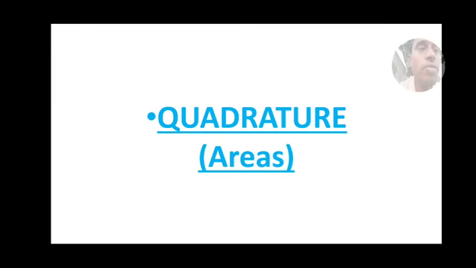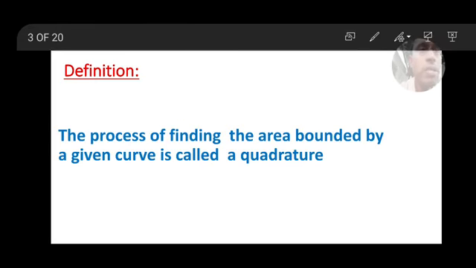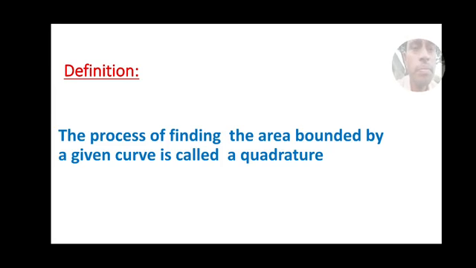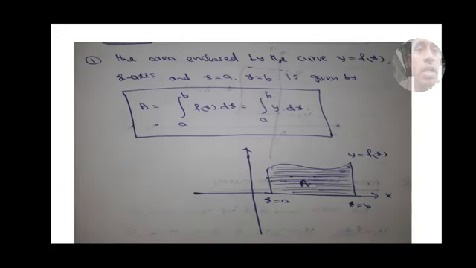What is the definition of quadrature? Quadrature means the process of finding the area bounded by the given curve is called a quadrature. We have formulas. Let us see the formula.